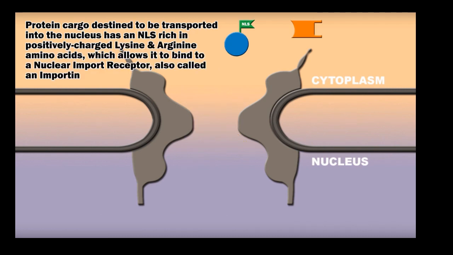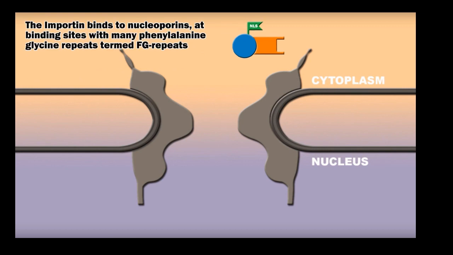Protein cargo destined to be transported into the nucleus has a nuclear localization signal rich in positively charged lysine and arginine amino acids, which allows it to bind to a nuclear import receptor, also called an importin. Different cargo proteins can have different nuclear localization signals and can therefore bind different importins. An adapter is sometimes necessary to help the importin bind the cargo. The importin binds to nucleoporins at binding sites with many phenylalanine glycine repeats, termed FG repeats, in the nuclear pore complex and is transported into the nucleus.